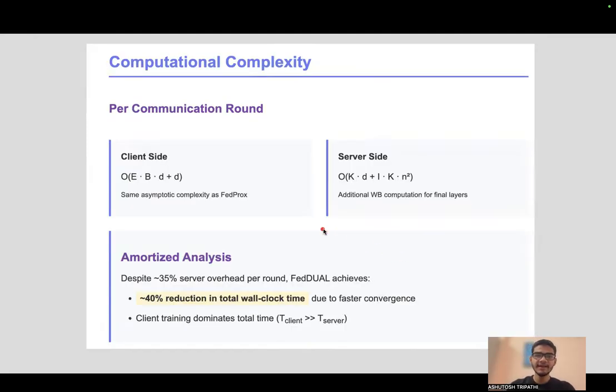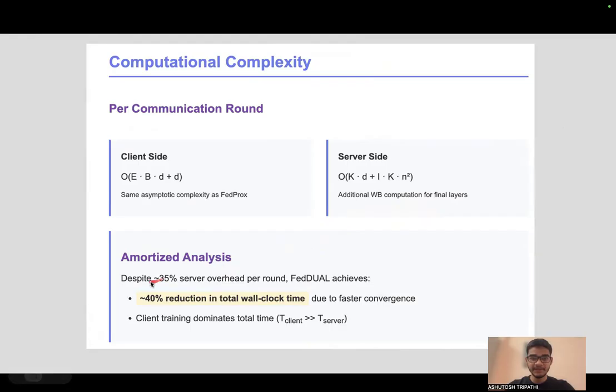Then we have also done the computational complexity analysis, per communication round. For the client side, we get this extra big O of D. That is because we are not using the traditional local cross entropy loss, but we are using our adaptive loss function. So this is the same as FedProx, and this is a minimal computation overhead. And for the server side, as we are doing Bayesian aggregation, we are getting this extra term, O of K N squared.